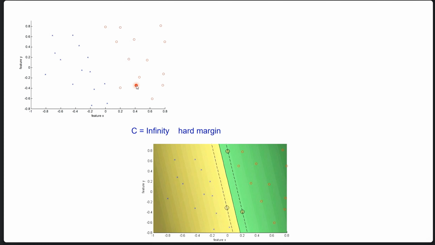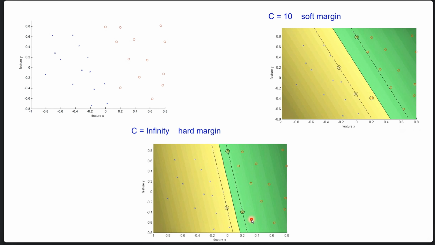Right. Let's see an example. Let's have this case. Here you can see that these are mostly separated. There is one outlier point, which is probably due to noise. Now, if you put C equal to infinity, which is hard margin, this line is drawn. And if you put C as 10, a soft margin, it will allow this point to be misclassified, but this line is more or less a good fit. Right?